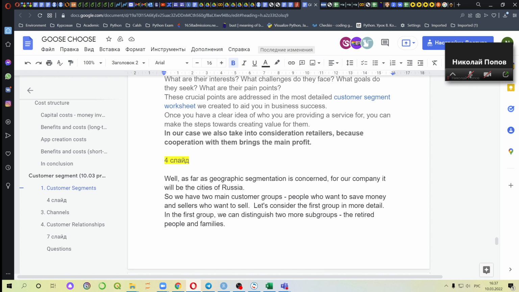Now, let's move to channels. The channels building block is how your company will communicate with each customer segment, delivering them your value proposition. Our channels include social media like VK, Instagram, Facebook, Telegram, website, and word of mouth.